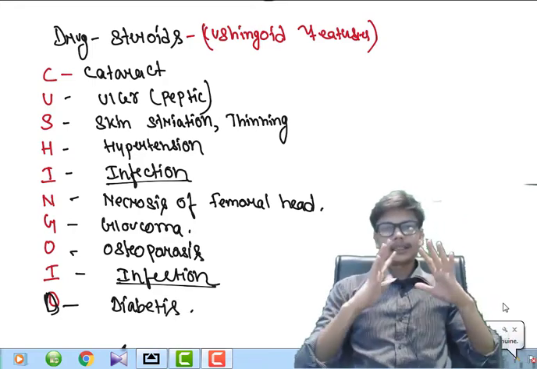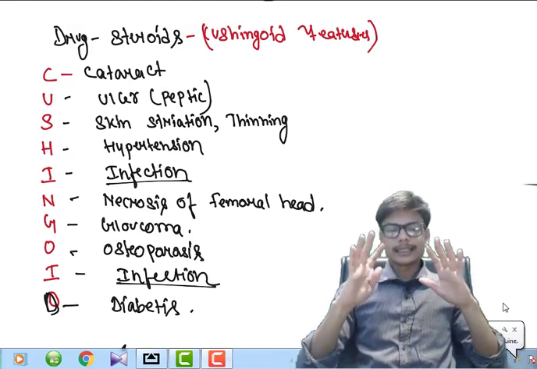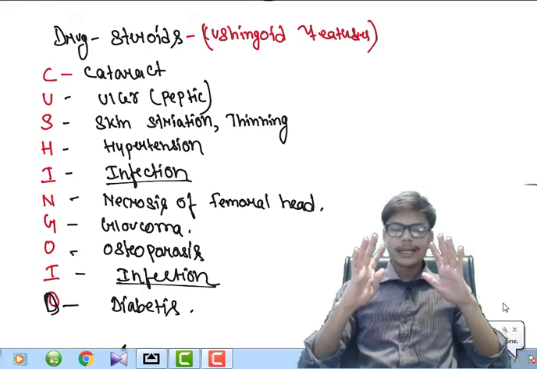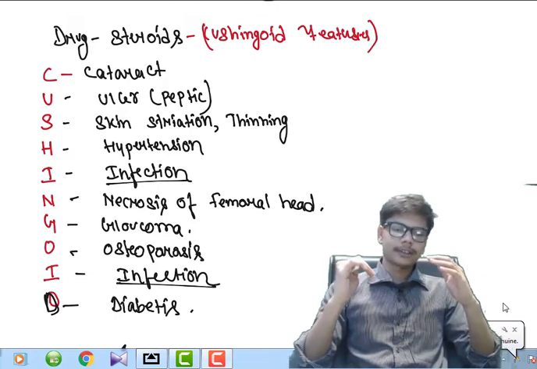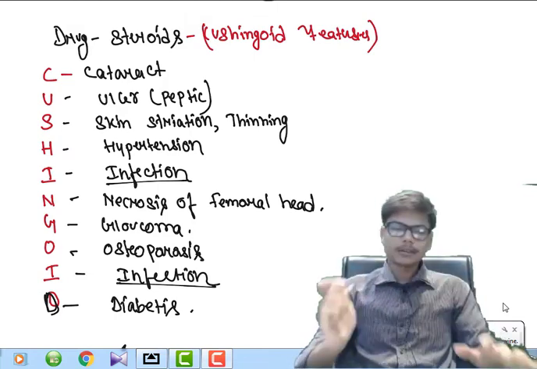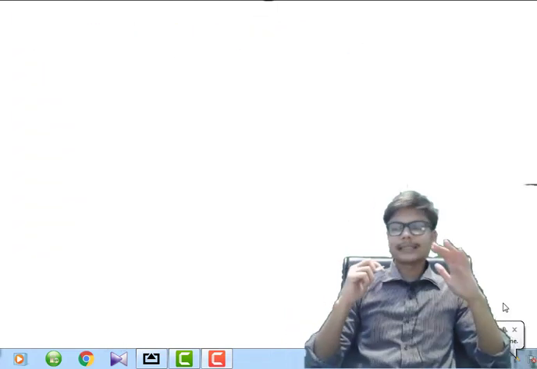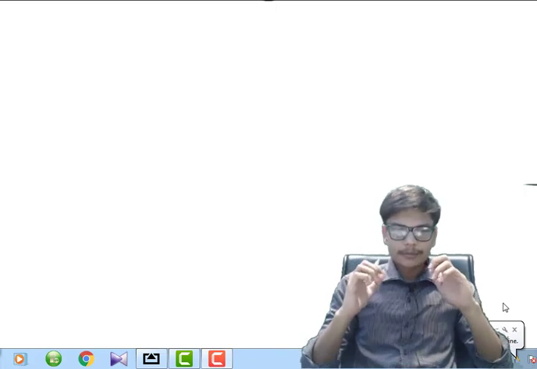Excess use of steroid can produce these features known as Cushingoid features, which are cataract, ulcer, skin striation or thinning, hypertension, infection, necrosis of the femoral head, glaucoma, osteoporosis and diabetes. So these are the features of steroid toxicity or complication associated with steroid use in nephrotic syndrome.